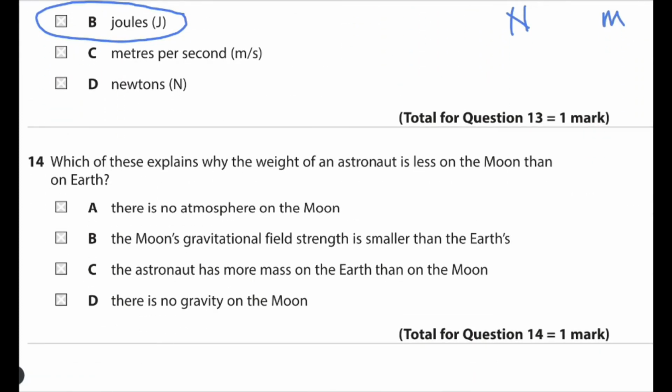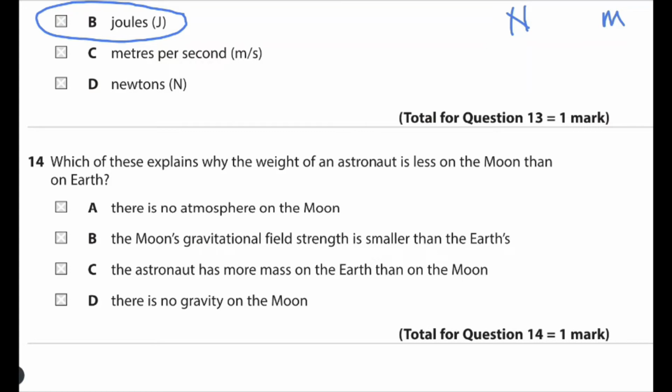14th one. Which of these explains why the weight of an astronaut is less on the moon than the earth? The first point, they say there is no atmosphere on moon. Second one, the moon's gravitational field strength is smaller than the earth. See, the astronaut has more mass on earth, but mass cannot change depending on the surface. It just depends on the object itself.